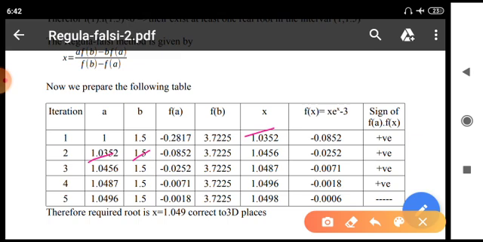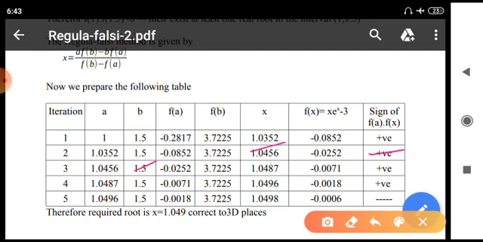B is same 1.5. F of a we have calculated here, minus 0.0852. F of b is same. If you apply this formula, we get 1.0456. F of x is minus 0.0252. Again f of a into f of x comes out to be positive. Again we will write x value under the column a.